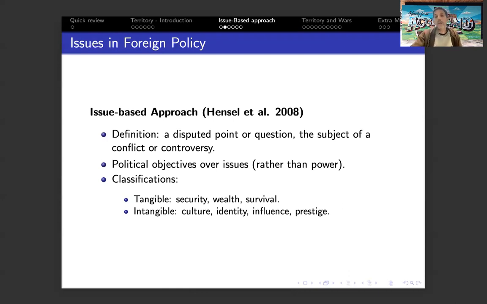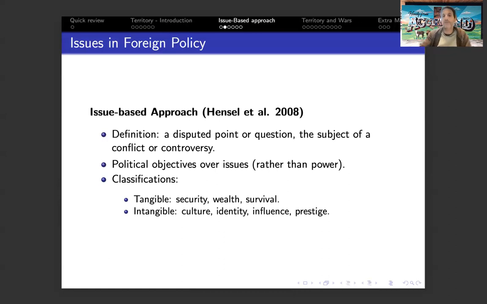At the same time, we also have a lot of intangible issues. Those revolve around intangible values for those issues. That can be the cultural aspect of it, identity-related values, independence, influence, prestige, status, ideology. All those things are intangible values which can be associated with the different issues.